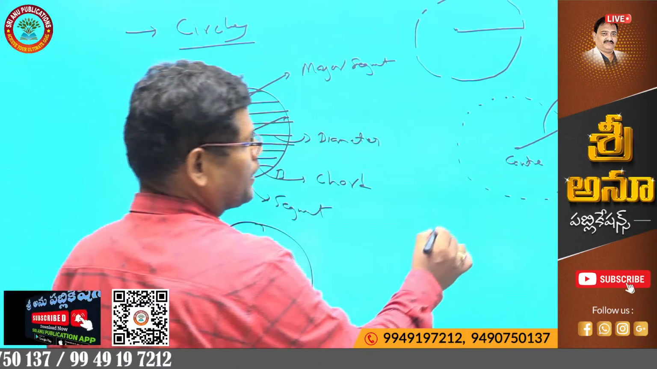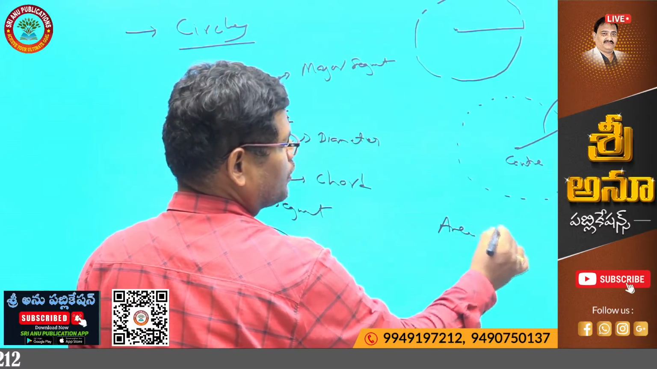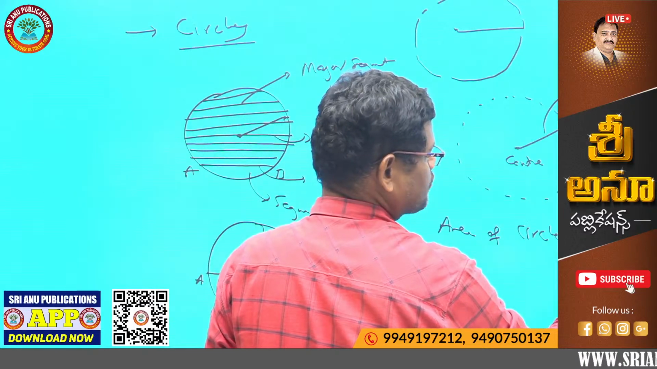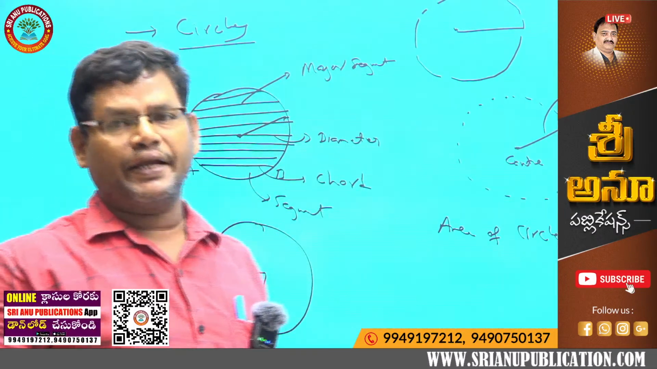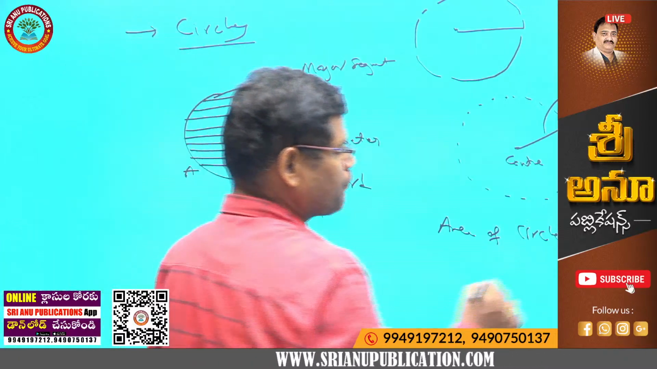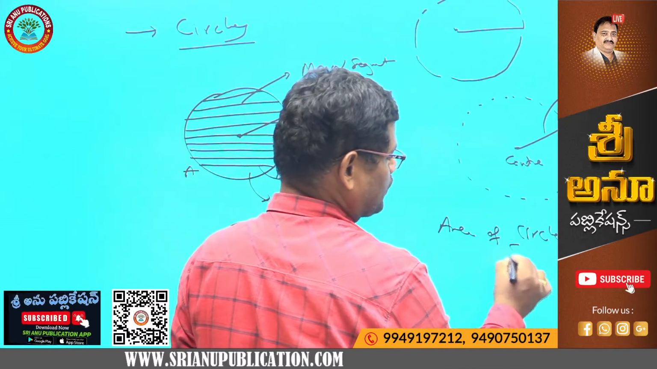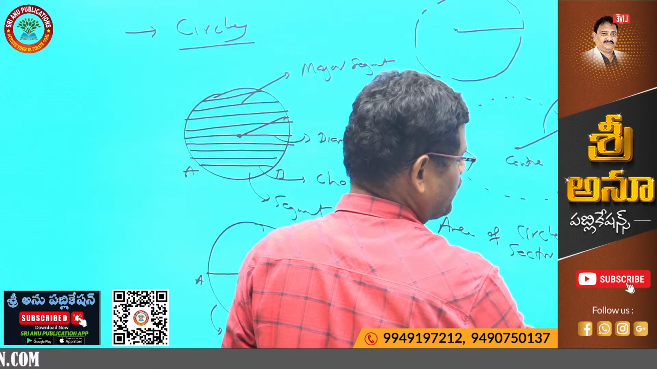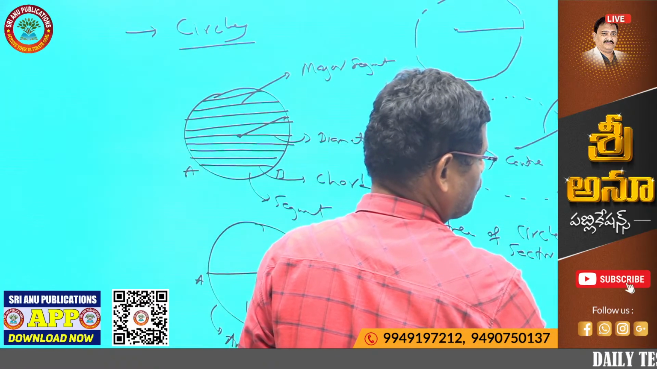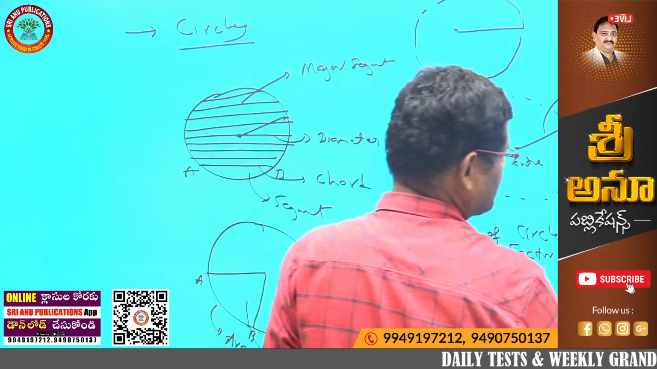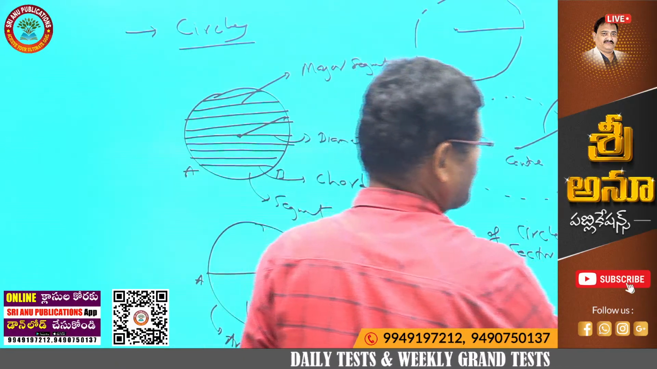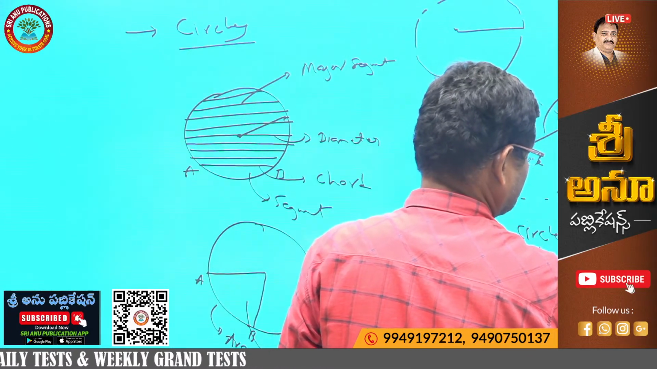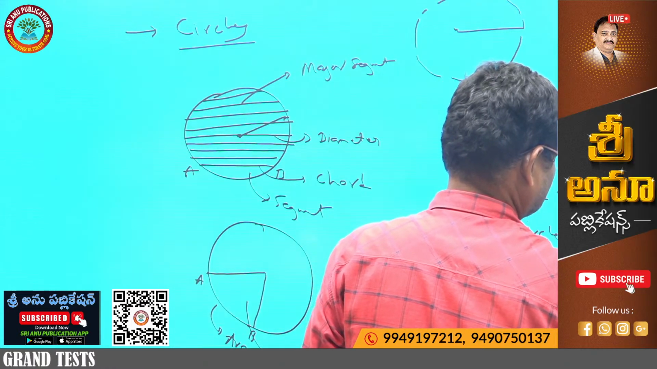Now if you want to find the area of the circle, first of all, area of circle is nothing but pi r square. Here r means what? R is the radius. And the area of a sector is nothing but pi r square into theta by 360. Area A is equal to theta by 360 into pi r square.